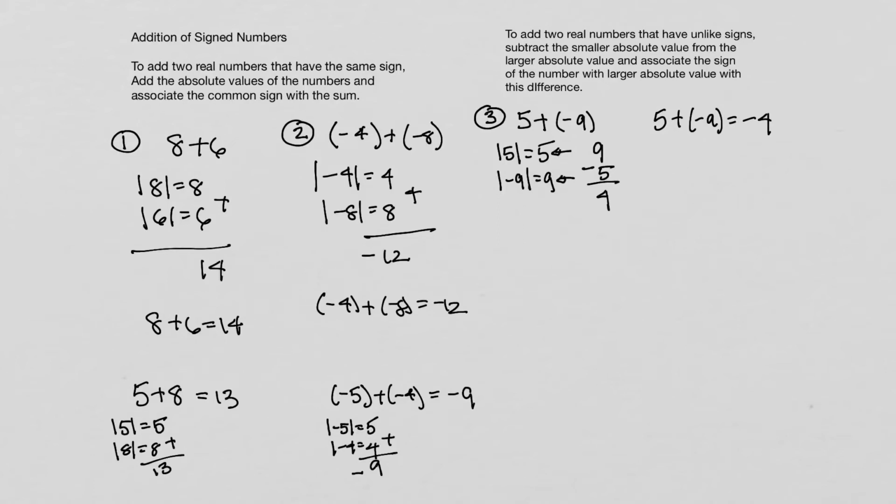And it might make sense if you think of it this way. Suppose you've got $5 and then suddenly you write a check, say, for $9. Now you're actually down $4, right? You're down 4. Let's try another one.